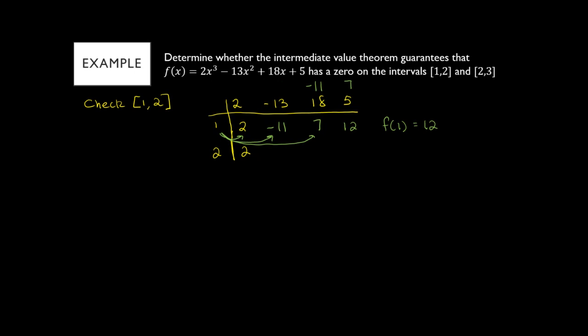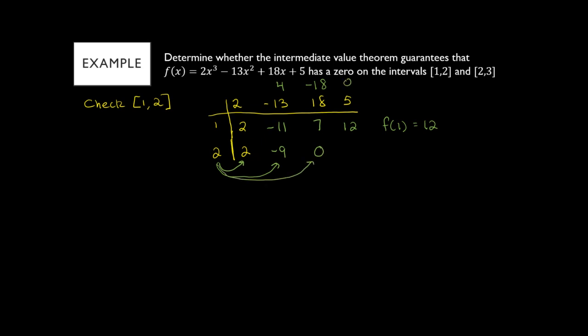So then what I usually do, because I do this in pencil, is I just erase that top row, and then I can move on and do the second row. So I have 2 times 2, which is 4. 4 minus 13 is negative 9. Then 2 times negative 9 is negative 18. Negative 18 plus 18 is 0.